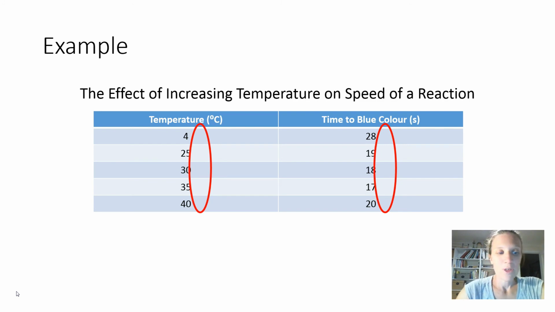All right, so that's what you need to know about tables this evening, and we'll practice some when I see you in class.